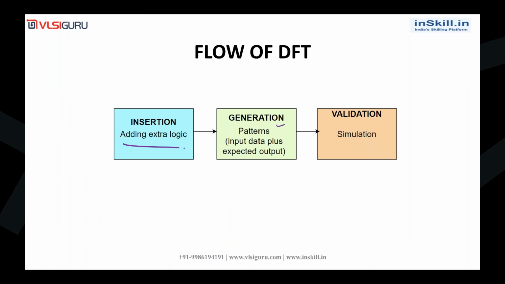Then we have the generation stage where the patterns will be generated. A pattern consists of the input data and the expected output. Afterwards, we'll be doing the validation, which is done using simulation. We'll try to understand each of these steps in detail in the upcoming slides. Now let's look at the course outline.